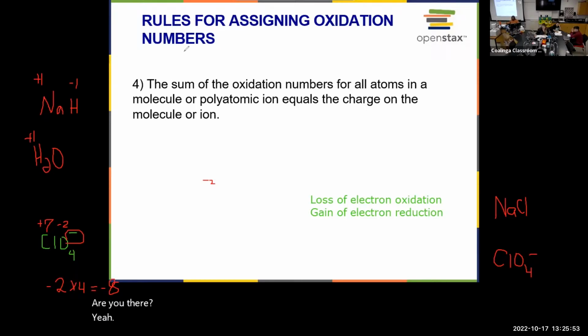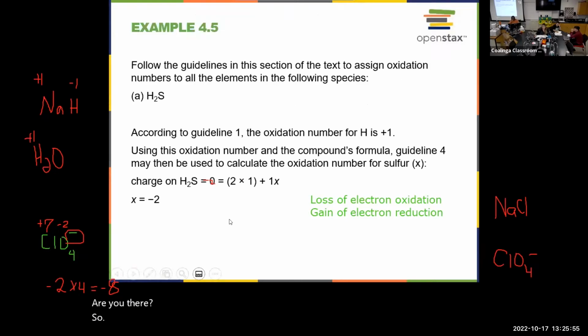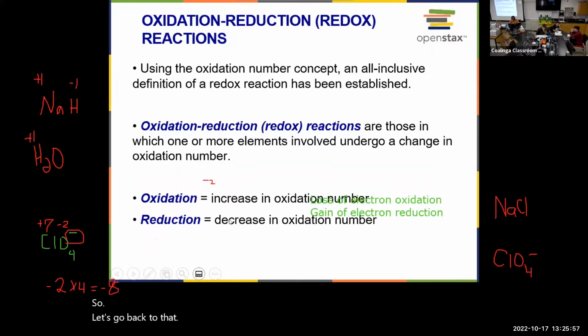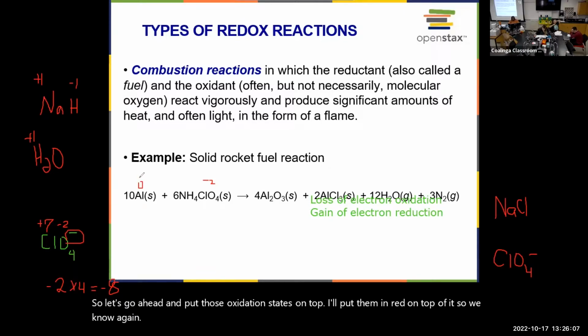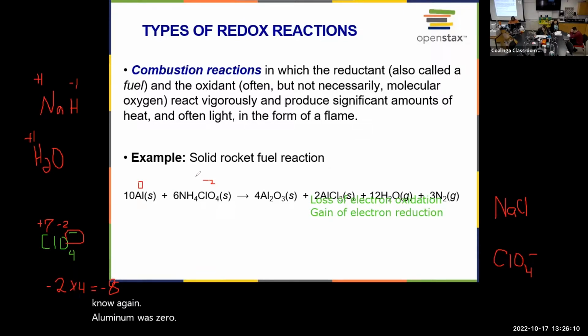Okay, so let's go back to that. Let's go ahead and put those oxidation states on top. I'll put red on top of it. So we know again, aluminum was 0, chlorine is +7, oxygen is -2. What is hydrogen over here?